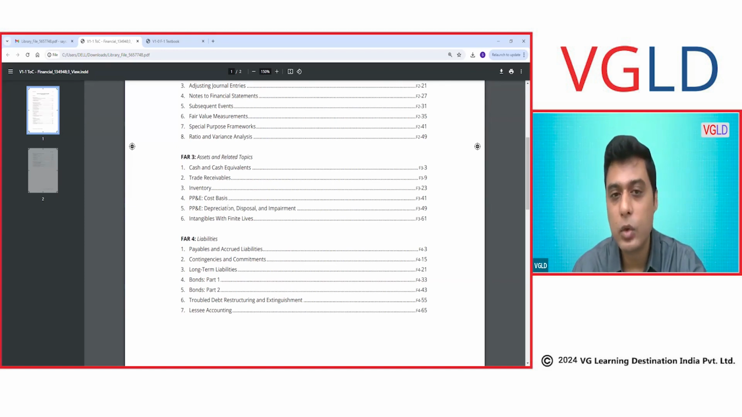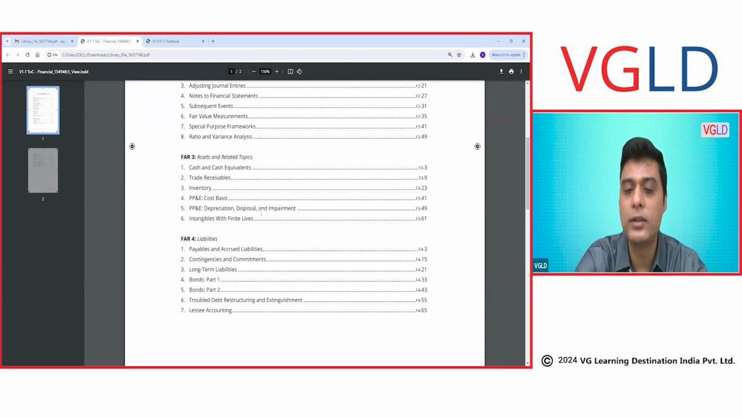PP&E is divided into two parts: cost basis, where we'll just talk about at what cost will you capitalize those assets. And then in the second module 5, we'll talk about the depreciation on those assets, disposal, impairment. Then we'll talk about intangibles with finite life, right? So intangible with indefinite life is basically goodwill, right? Goodwill has an indefinite life. So that is specifically not covered here. Here what they have covered is intangibles with finite life, like copyright, trademark, patents, etc.